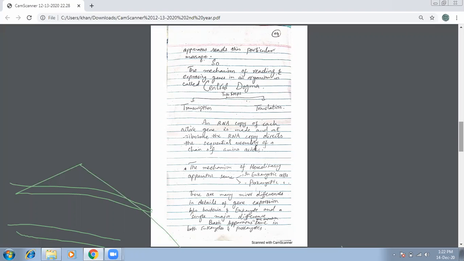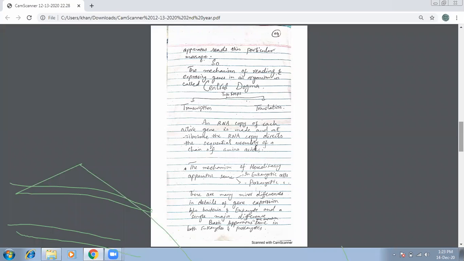I will further describe all these topics in detail from the diagram. So an RNA copy of each active gene is made, and at the ribosome, the RNA copy directs the sequential assembly of the chain of amino acids. That chain of amino acids is called a polypeptide chain, which makes a protein. So proteins are made according to the sequence of RNA, and the sequence of RNA is in fact the sequence copied from DNA.